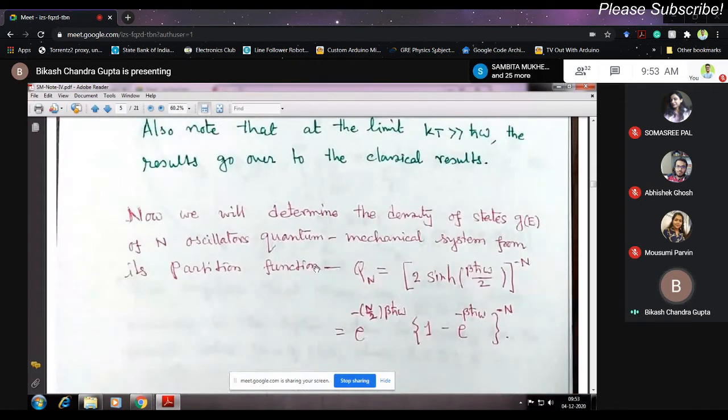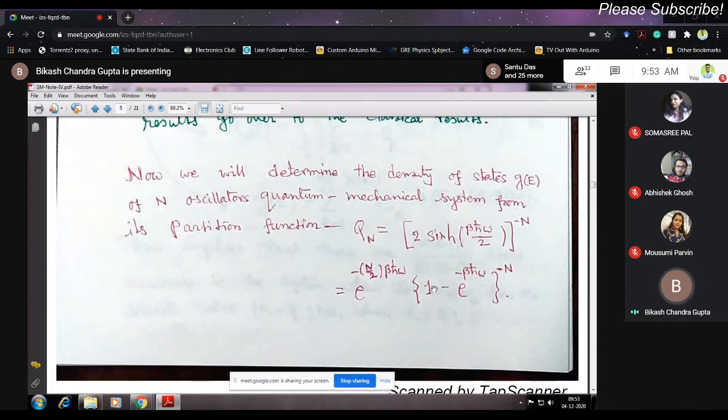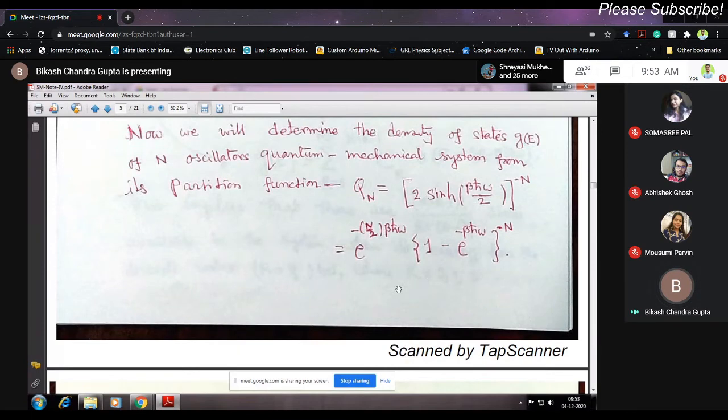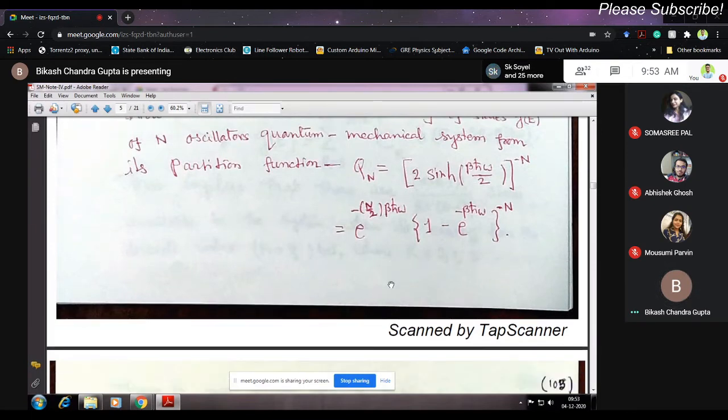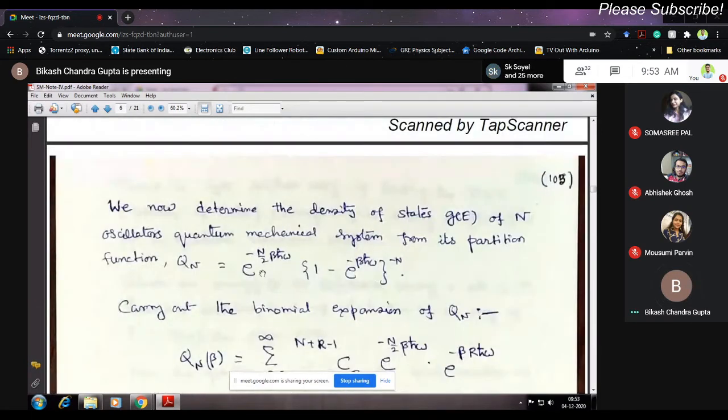And now we'll determine the density of states of n, as we did in the classical case, where we had the partition function and we got the density of states. Here also we try to do the same thing. You are given the Qn, the partition function, which is written in this form. You can check it out. These two are the same basically, and from there, Qn is this.